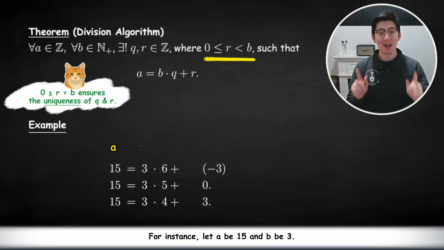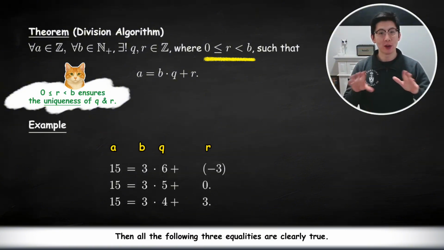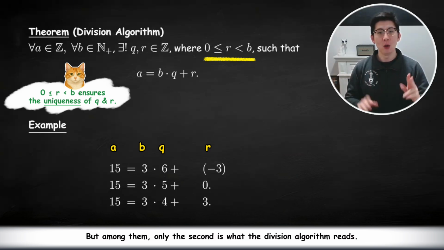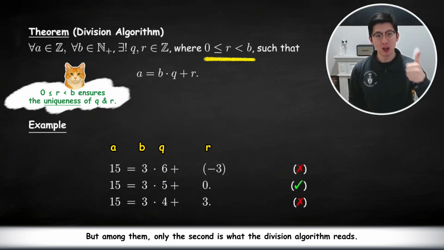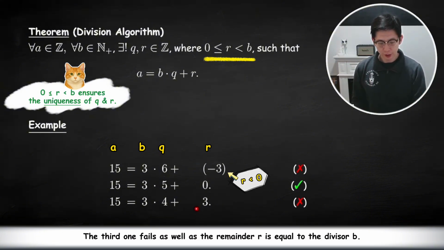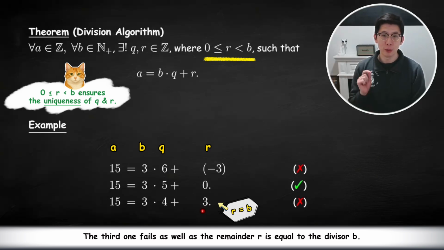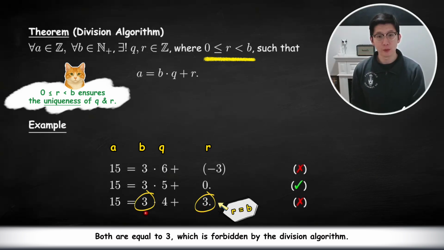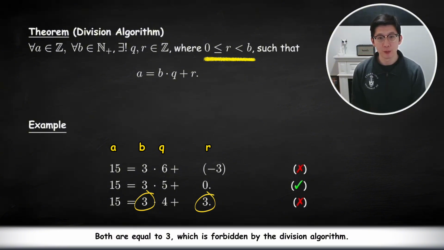For instance, let a be 15 and b be 3. Then all the following three equalities are clearly true. But among them, only the second is what the division algorithm requires. The first one fails, as the remainder r is negative. The third one fails as well, as the remainder r is equal to the divisor b. Both are equal to 3, which is forbidden by the division algorithm.